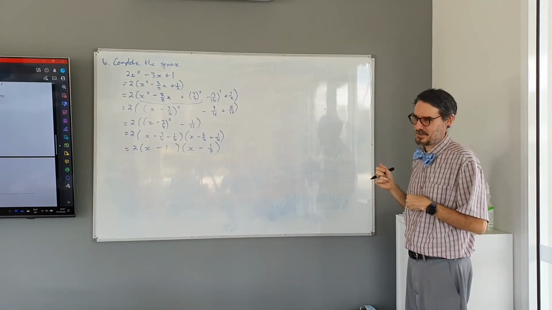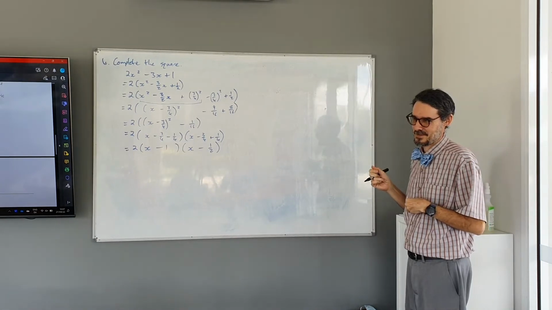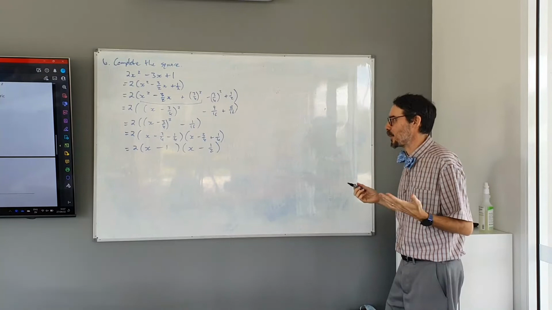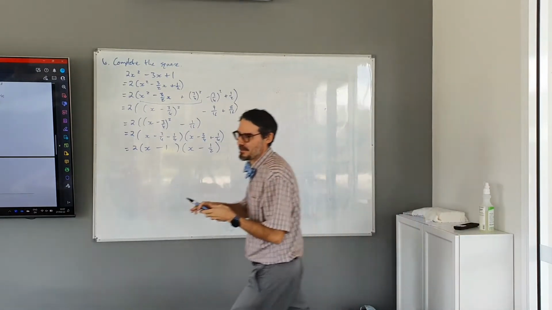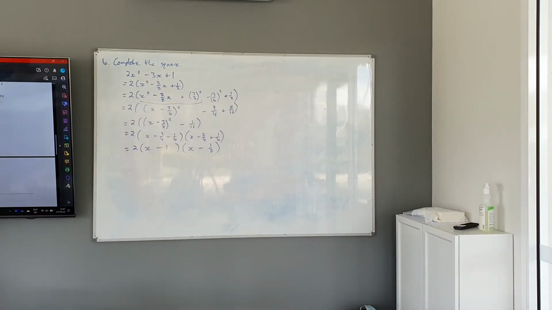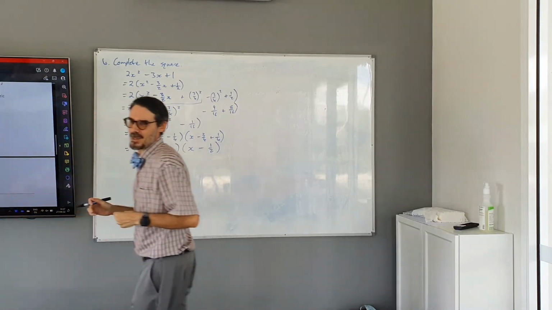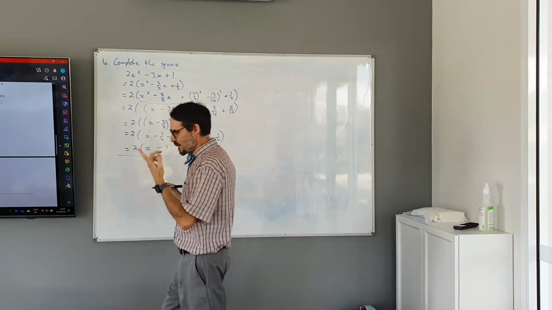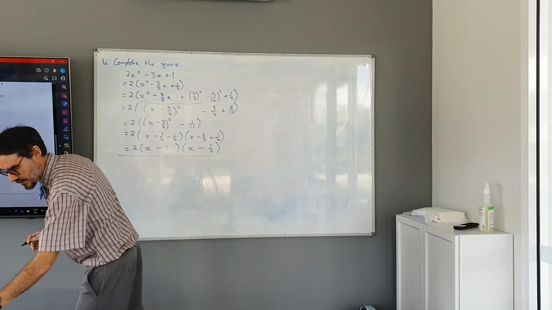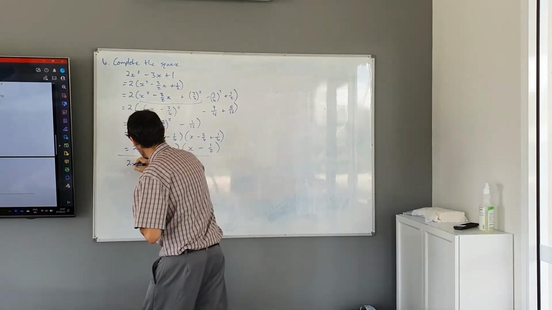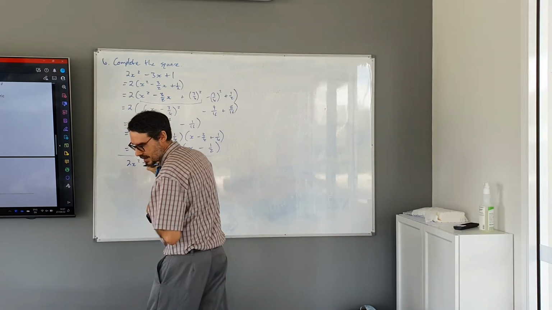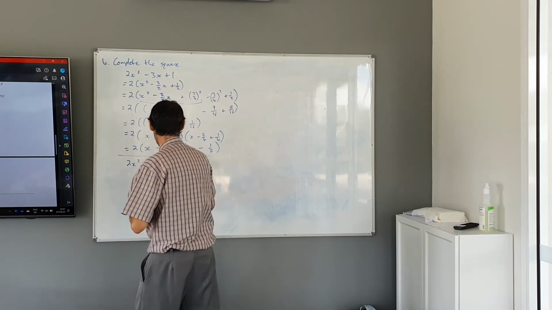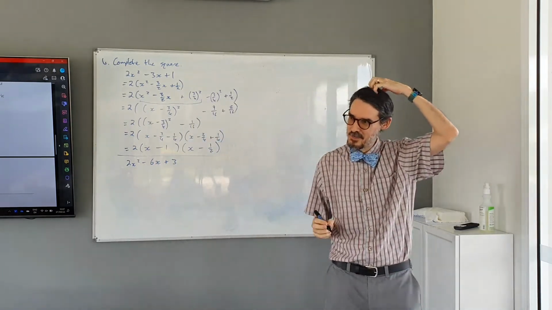And in plenty of cases, it's easier. When it's complex, it's going to be very, very difficult to do this. You are better off completing the square. Let me give you another example. 2x squared minus 6x plus 3. Do you want to have a go?